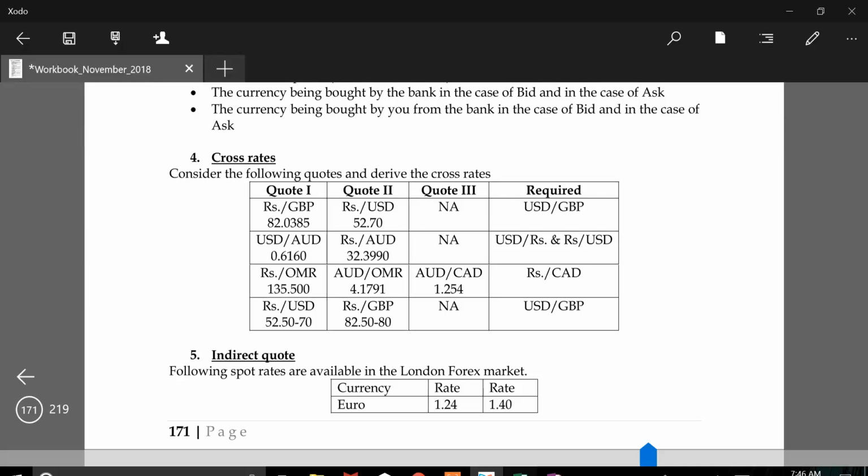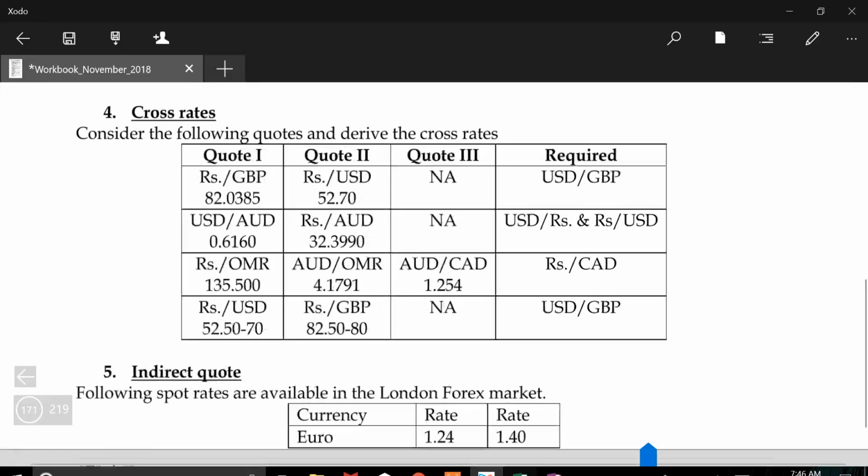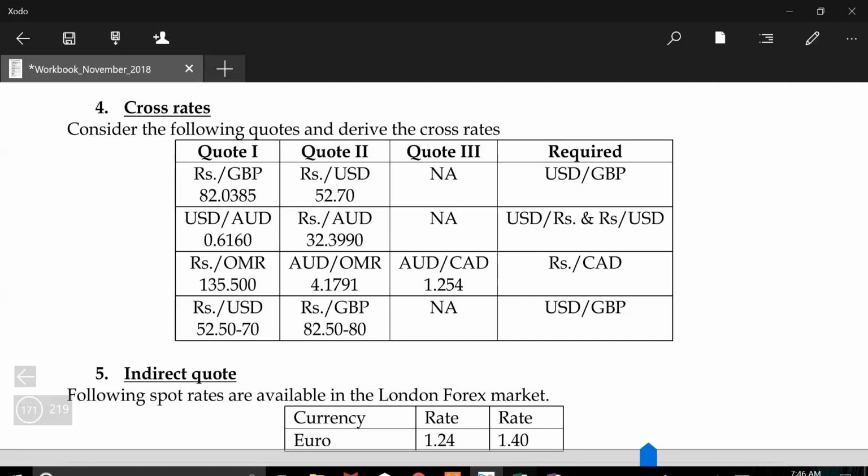Question number 4. Consider the following quotes and derive the cross rates. Though by definition I have told you cross rate means USD is not there, let's ignore all of that. The basic thing is a cross rate is a process by which 2 quotes are combined together to get the third quote.